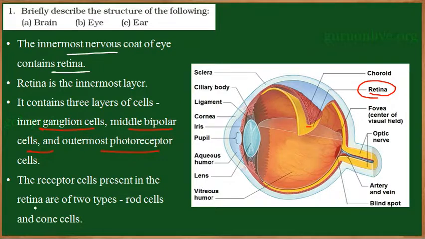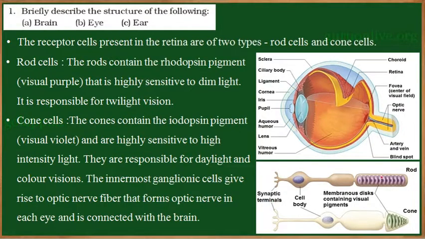Now the receptor cells are present in the innermost layer of the retina. This region contains two types of cells, the rod cells and the cone cells. Here we can see this is a rod cell and these are the cone cells. The rod cells and the cone cells contain pigments, the rhodopsin pigment and the iodopsin pigment. These are the structures, or the discs, which contain visual pigments. In the rod cell, the pigment present is rhodopsin, and in the cone cell, the pigment present is iodopsin.